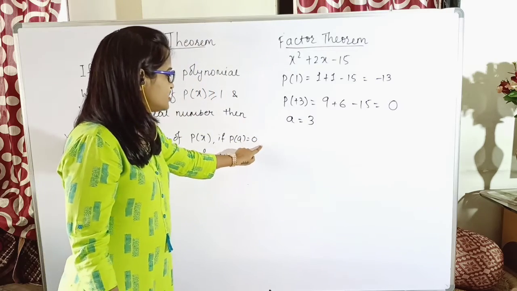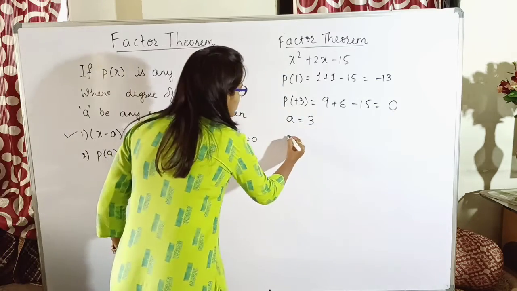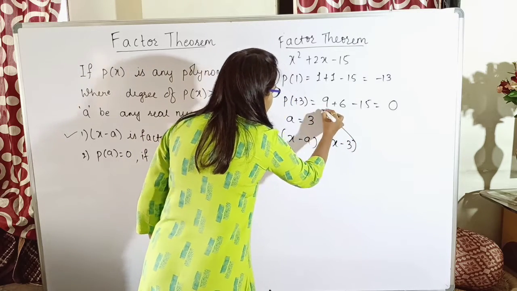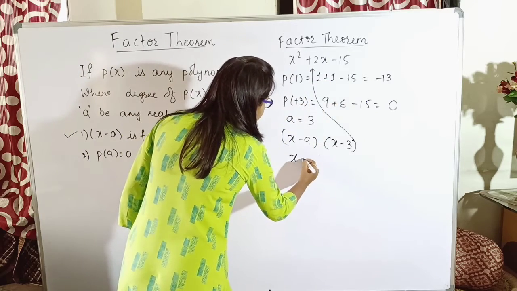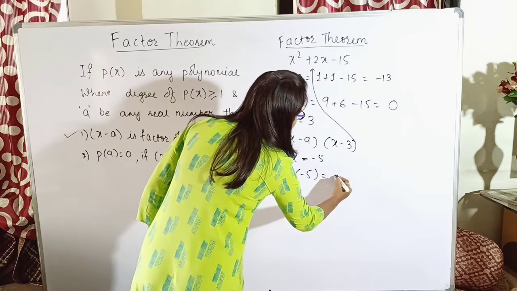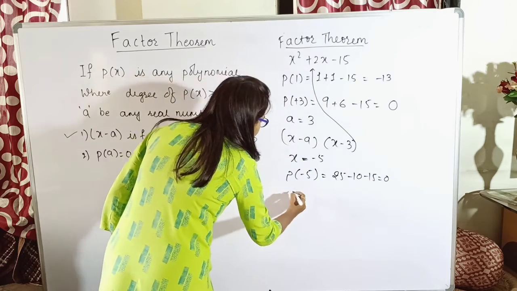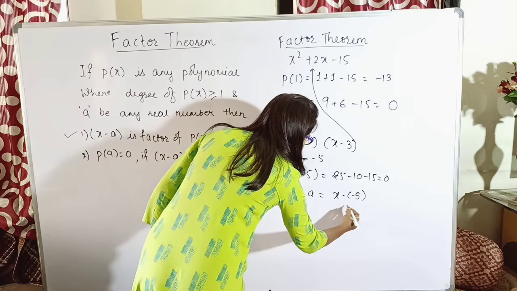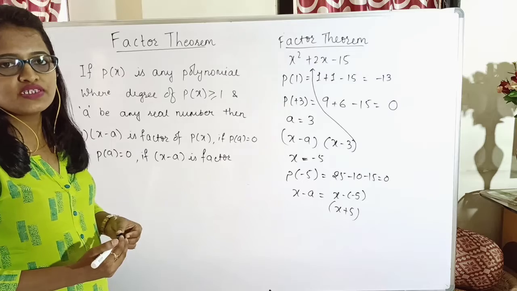So if P of A is 0, it means if P of 3 is 0, what is the factor? X minus A. So x minus a means what? It will be x minus 3. So which is the first factor of this polynomial? It is x minus 3. Similarly, if you take x equal to minus 5, it will be p of minus 5, which will give me 25 minus 10 minus 15. Again this is equal to 0. So I will write x minus a should be the factor, so it will be x minus of minus 5, which will give me x plus 5. So which is the another factor of this polynomial? It is x plus 5.